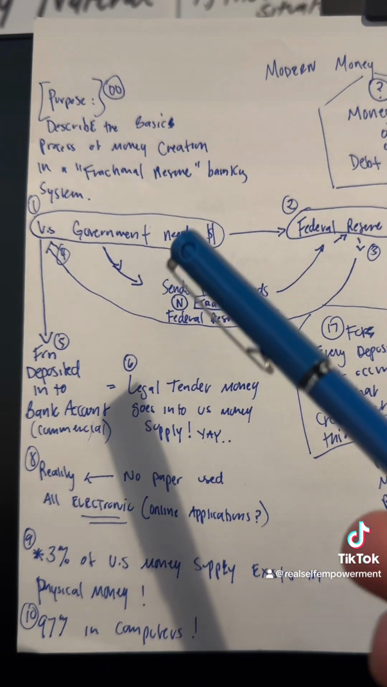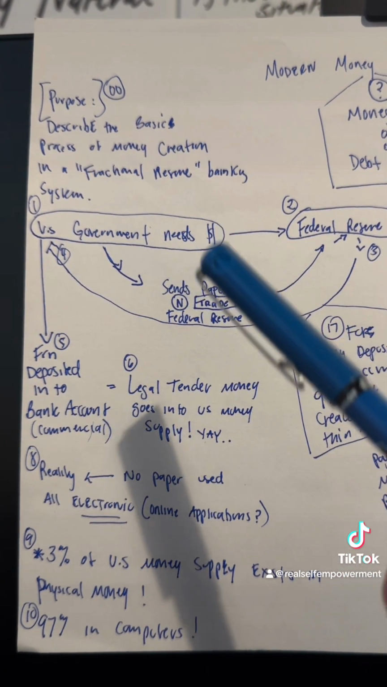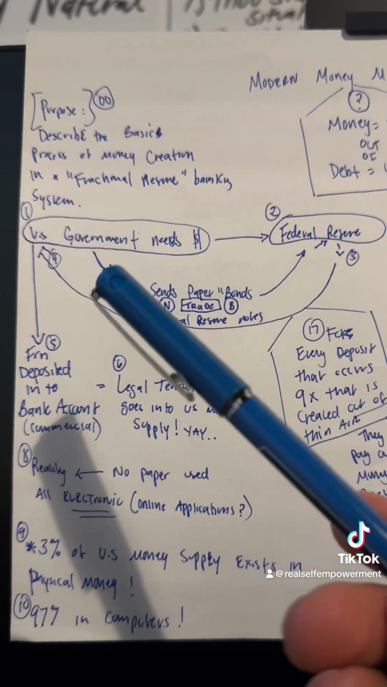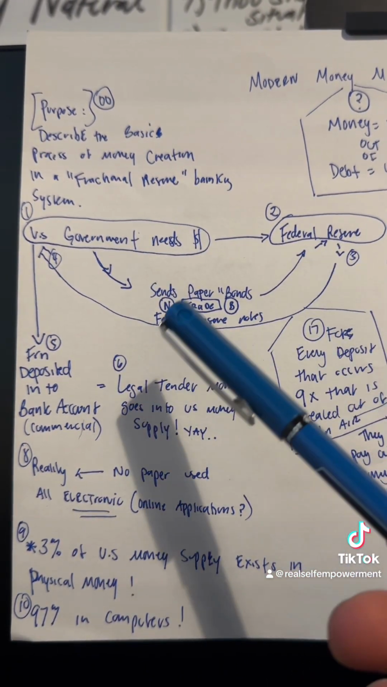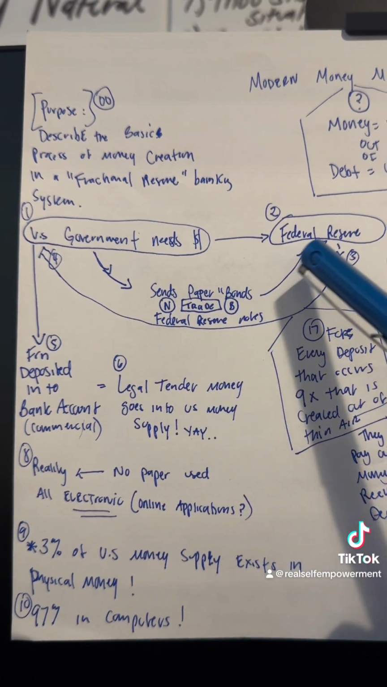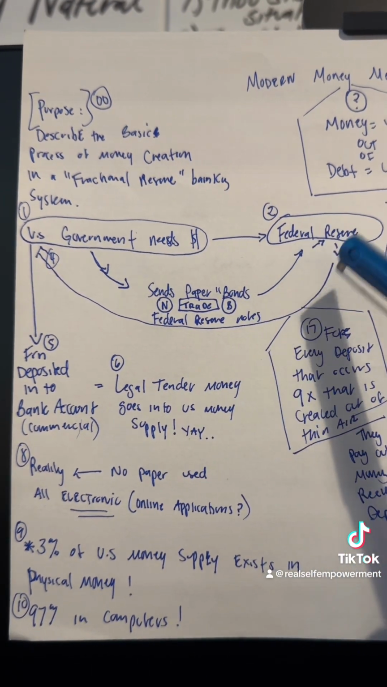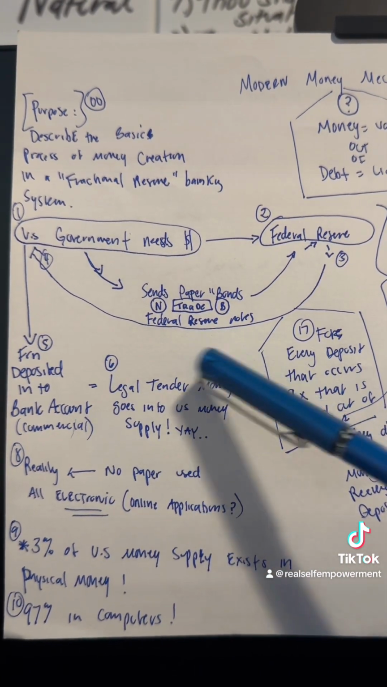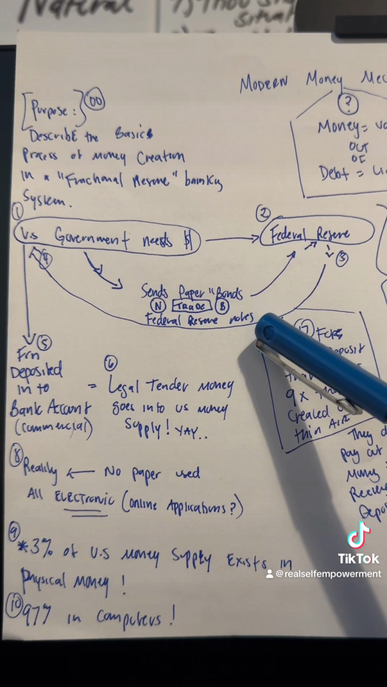So the United States government needs money. What they do is go to the Federal Reserve System to do so, okay? In order to get money from the Federal Reserve, they send paper bonds, fancy little paper bonds, to the Federal Reserve, and the Federal Reserve, in turn, sends them Federal Reserve notes, the green dollars that you call the dollar, but it's really just a Federal Reserve note or a floating rate note, okay?